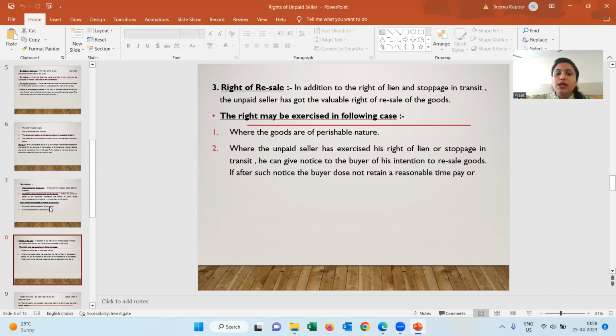Very first, where the goods are of perishable nature. The goods are of perishable nature, and you know that the buyer will not pay and you need to sell them to the next buyer, otherwise they will perish.